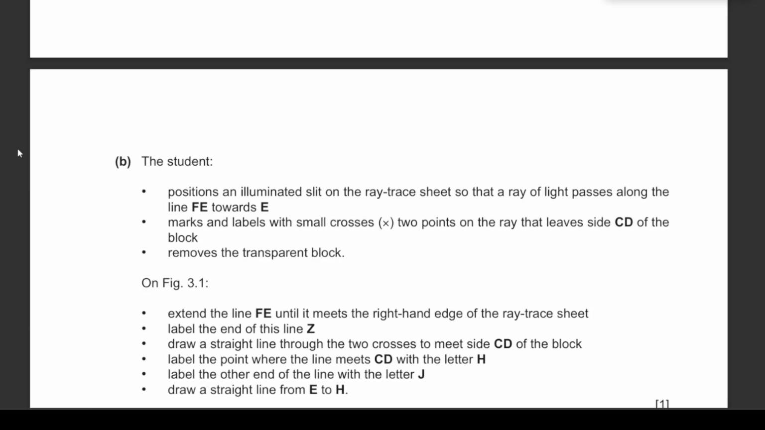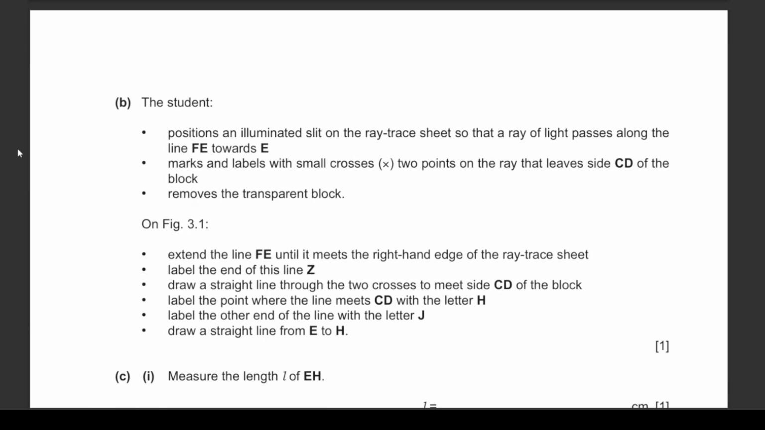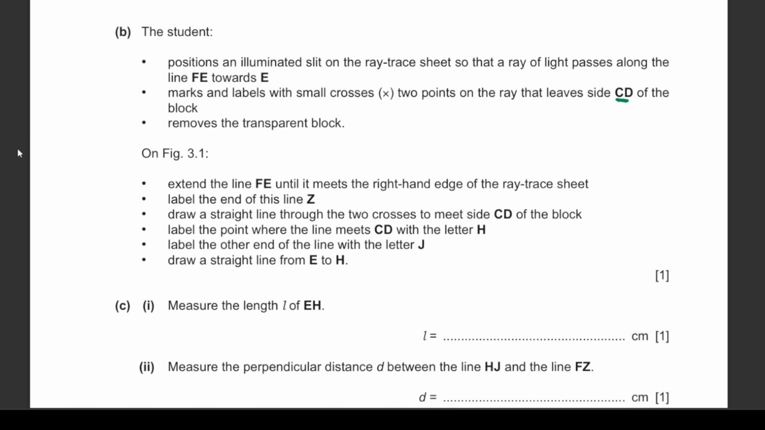Let me zoom in, so that the ray line passes along the line FE towards E. He marks the label with 2 cross points along the line CD. When it leaves, he removes the transparent block. On figure 3.1, extend the line FE until it reaches the right-hand edge of the trace sheet.